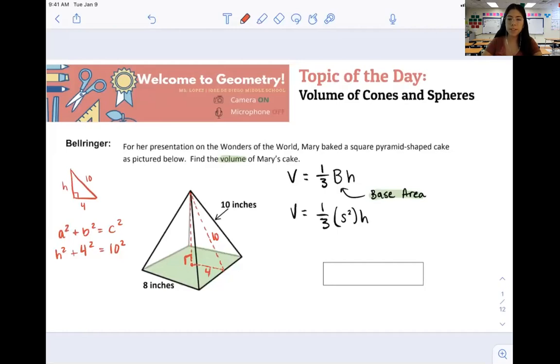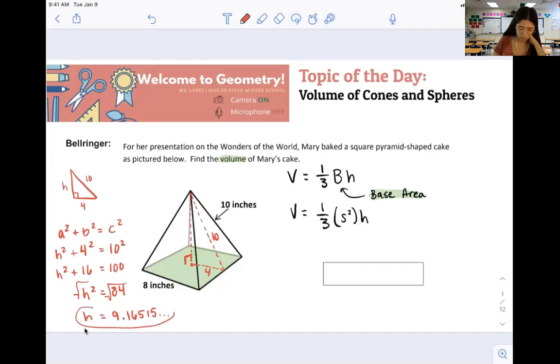All right, 30 more seconds. I'll start going over the Pythagorean theorem part of it. So we got h squared plus 16 equals 100. Subtract 16, we get 84. And you take the square root of 84. You get a pretty long decimal, 9.16515. Oops, you missed a decimal. Okay, then once you have the height, you plug everything into the formula.